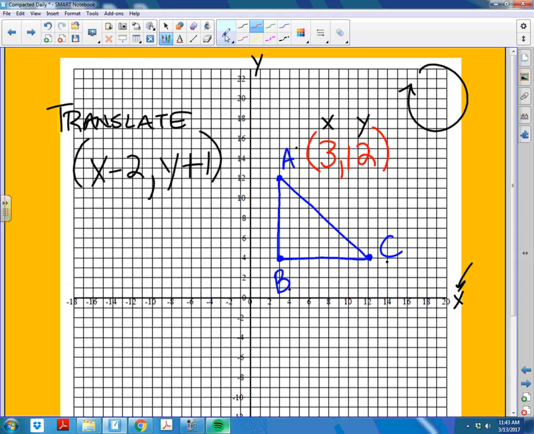Jason, x minus 2 means we're going to move it which direction and how many? To the left, 2 units. Perfect. And if we do y plus 1, we're moving it up 1. So it's left 2, up 1. And then once you get that in your head, then it's just a matter of taking the vertex and going left 2, up 1, left 2, up 1, and left 2, up 1.